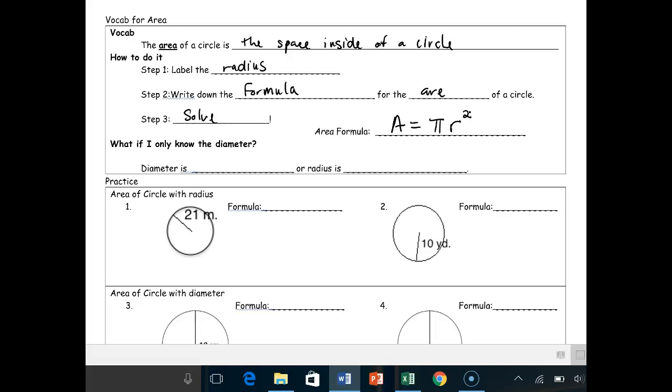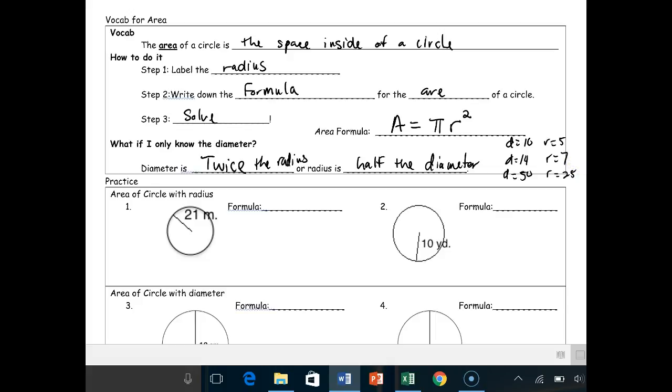And what if I have the diameter? Well, we know the diameter is twice the radius, 2r, or the radius is half the diameter. So for instance, I'll do some pairs here. If I have a diameter of 10, my radius is 5. If I have a diameter of 14, my radius is 7. If I had a diameter of 50, my radius is 25, right?